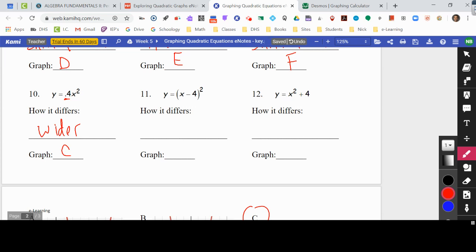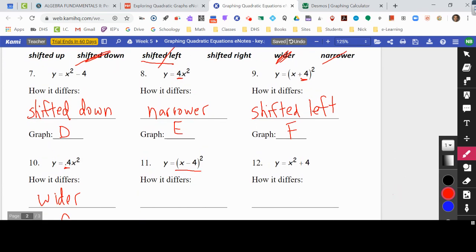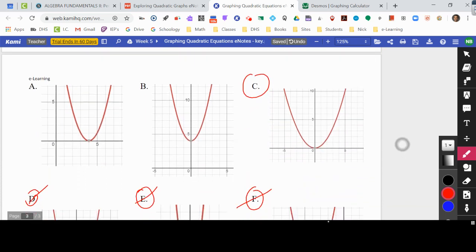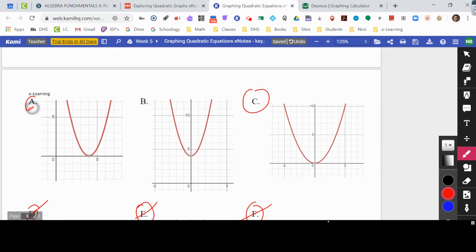All right, and then number 11, I have y equals parentheses x minus 4 squared. Again, I have these parentheses, so that's going to be my shift left or right. Since I already used my shift left, this makes it my shift right. And if I hadn't used up the other one, if it's in parentheses and it's a minus, then it's really a shift to the right. The graph of the shift right is going to be here, letter A.